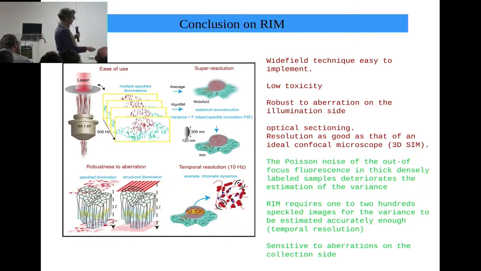And also, of course, we are sensitive to aberration on the collection side. We need to have a good observation point spread function. So those are the three drawbacks of RIM. We are working on improving this, but still.